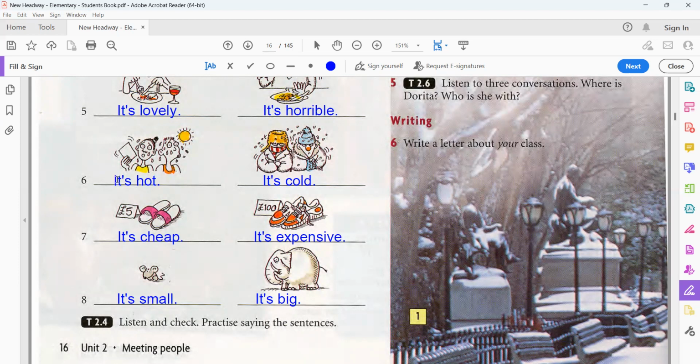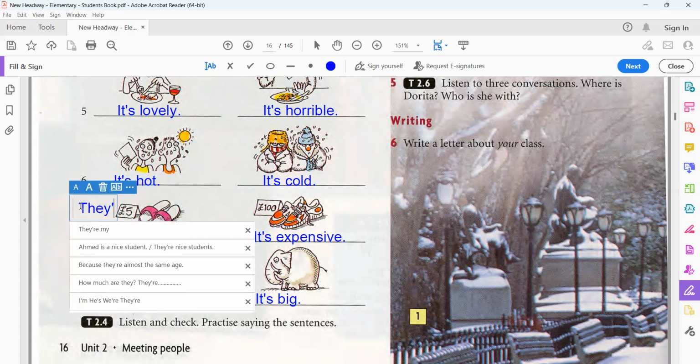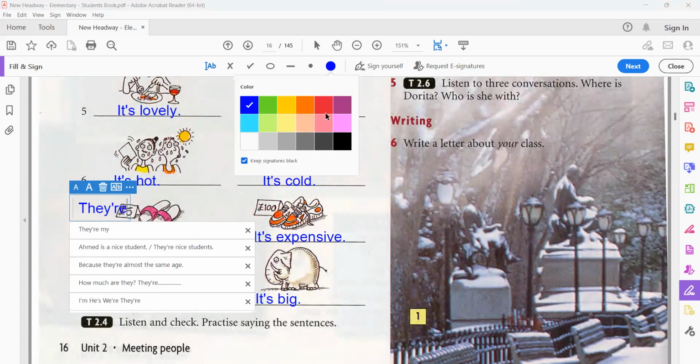Okay, so for number 6 and number 7, we say they're hot, they're cold because we talk about two. And for number 7, we say they're cheap, they're expensive because we talk about two. So we can change it there because we talk about two. Okay, now let's move on to another exercise.